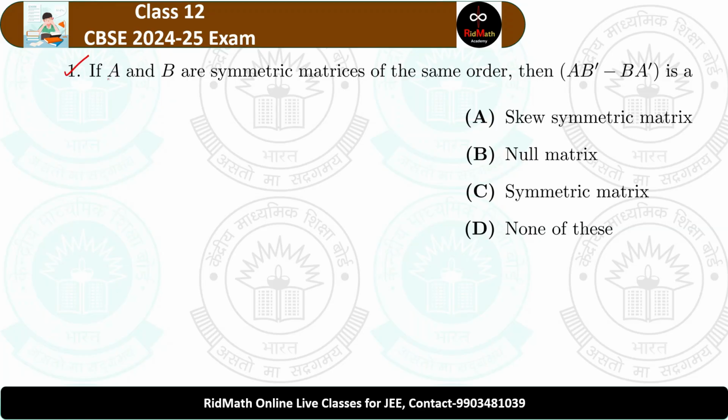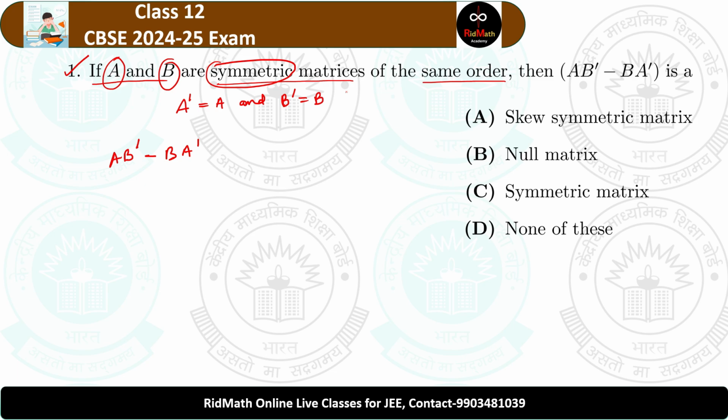Question number 1: if A and B are symmetric matrices of the same order, then A B transpose minus B A transpose is a skew symmetric matrix, null matrix, symmetric matrix, or none of these. So let us take this matrix A B transpose minus B A transpose. We have already been given that A and B are two symmetric matrices. That means A transpose is equal to A and B transpose is equal to B. This is given.